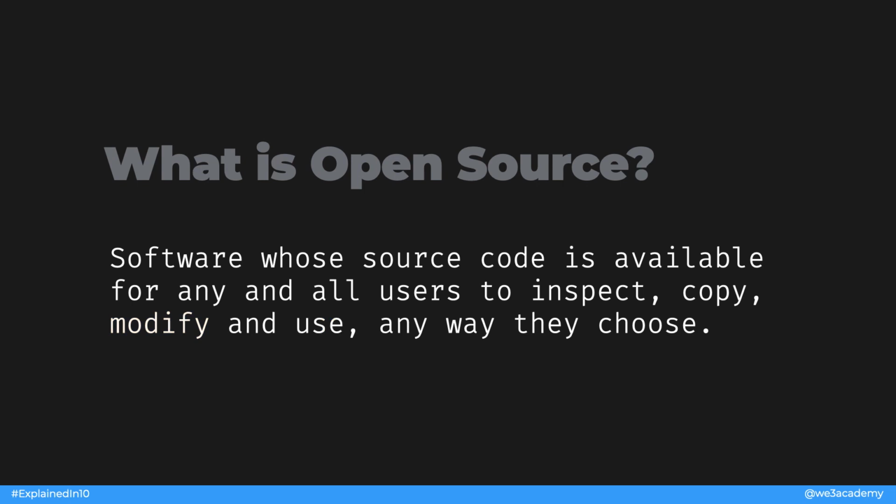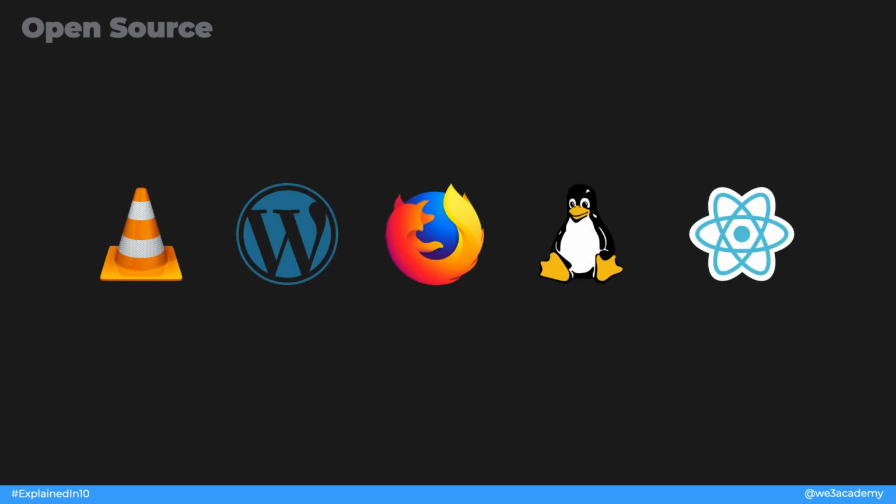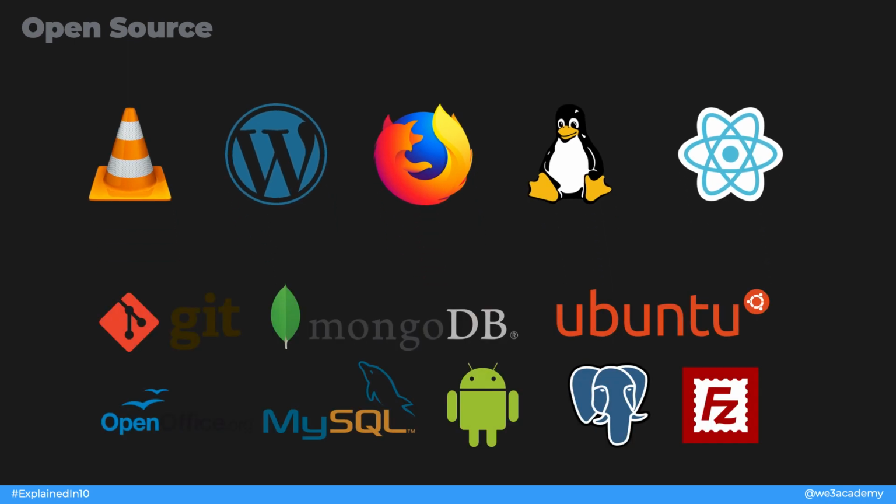It can be used for personal projects or for commercial purposes. With open source software, the code is made publicly available along with the final executable program. Much of the internet is built on open source software, and many people are using open source without realizing it. Some popular ones are VLC, WordPress, Firefox, Linux, and React. And of course, there are countless others.